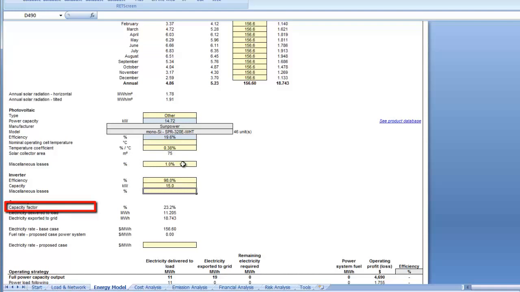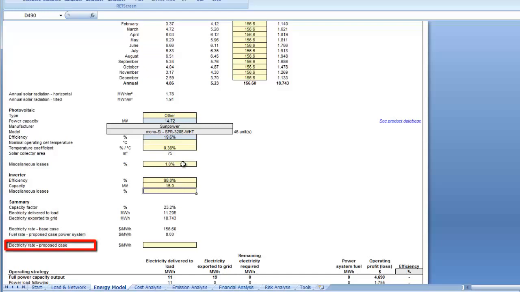In other words, on average, the system produces energy 23.2% of the time, or almost 8.5 hours per day equivalent. The electricity delivered to load is 11,205 megawatt hours per year, which means that just over 11 gigawatt hours per year will be used by the building and electric vehicles. The excess production is the electricity exported to grid, calculated at 18,743 megawatt hours.